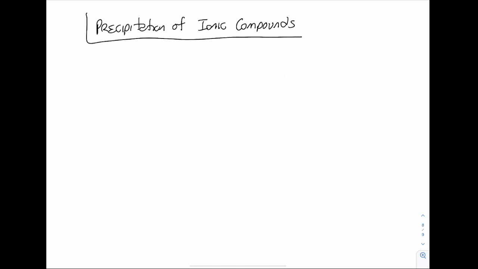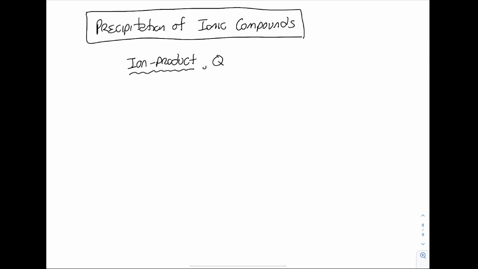In this video, we're going to look at precipitation of ionic compounds, so predicting whether or not a solution will form a precipitate. The first thing we're going to do is define what's called our ion product, and we're going to use Qsp as the abbreviation.